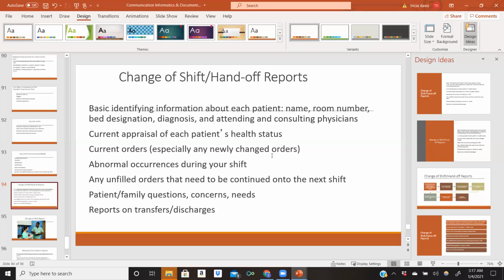You would want to talk about any abnormal occurrences during the shift and any unfilled orders that need to be continued on to the next shift. Not everything gets resolved in one shift. Some things are in limbo, so you want to let them know what they have to handle.